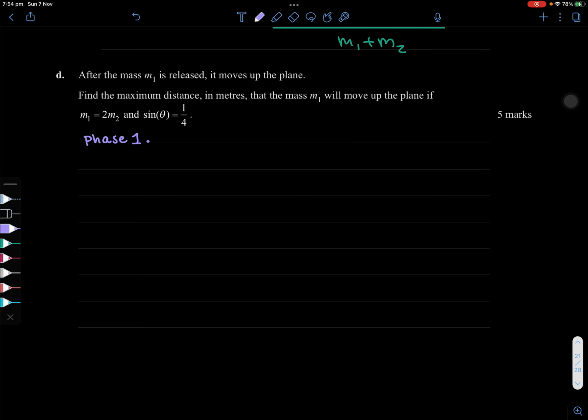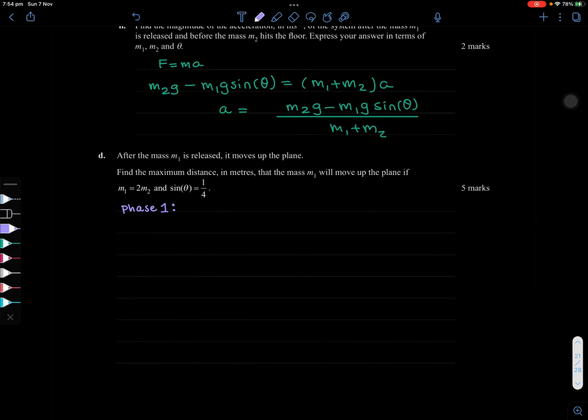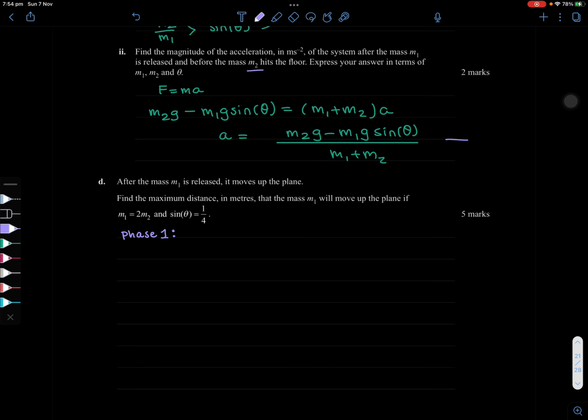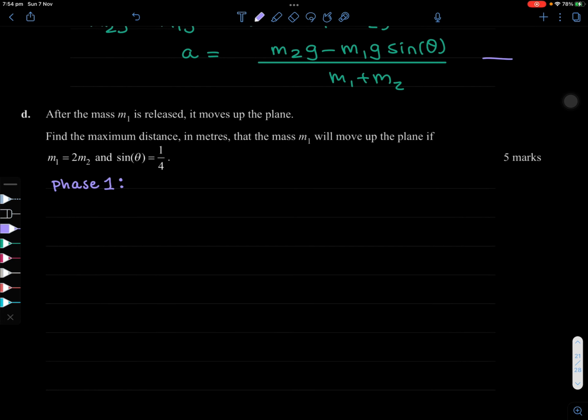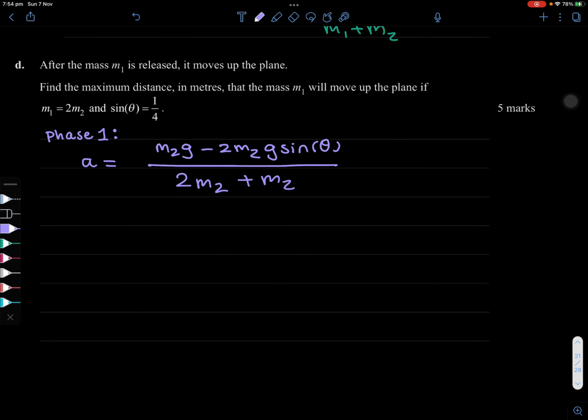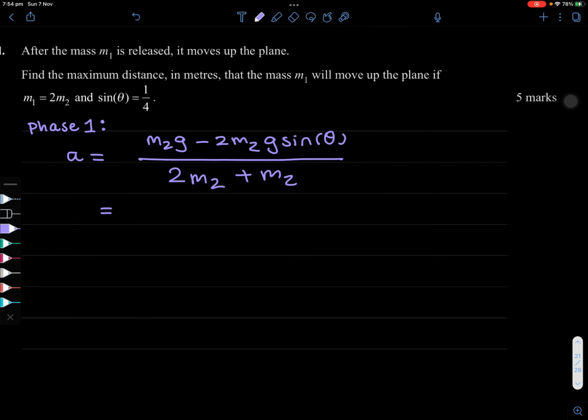So phase 1, right? In phase 1, our acceleration is going to follow this, right? Because here it says before m2 hits the floor, and that was phase 1, right? So using that equation that we just figured out, we can work out our acceleration, using m1 equals 2m2. Wherever we see m1, we can replace it with 2m2. We get m2g, take 2m2 g sine of theta on m2 plus m2.